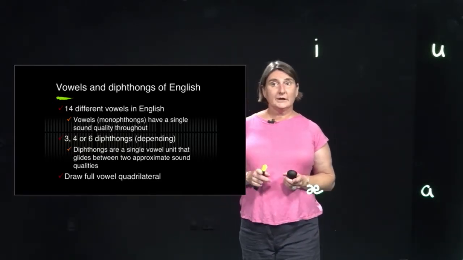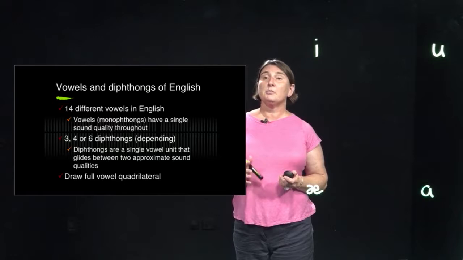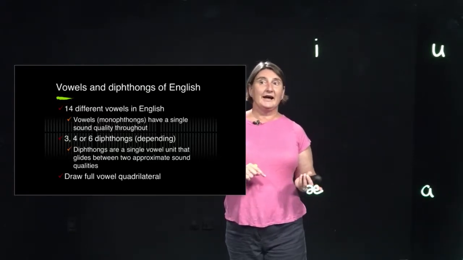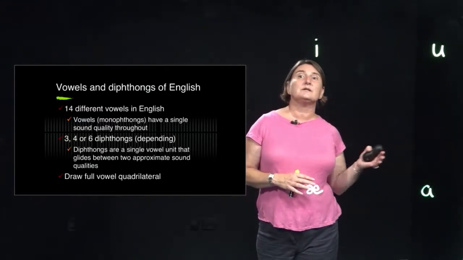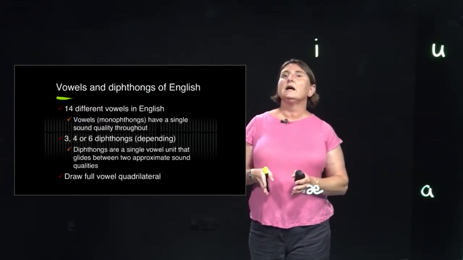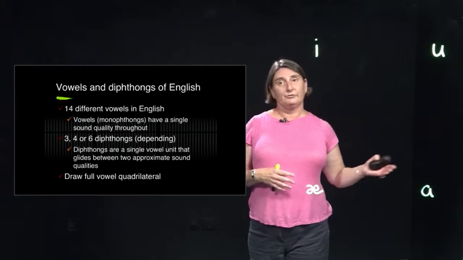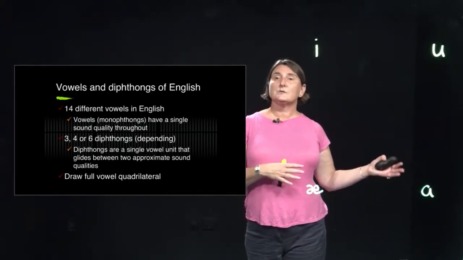When a vowel has a single quality throughout, we call it a monophthong. If it has two qualities, or even some languages actually have three qualities within a vowel. So with two qualities, we call it a diphthong. If we had a language that had three qualities, it'd be a triphthong.